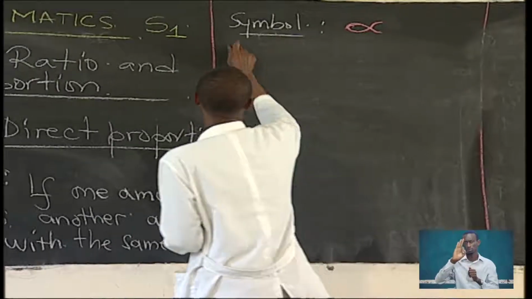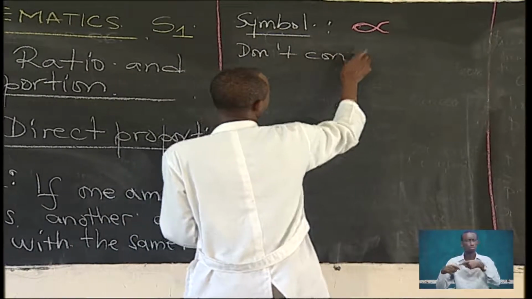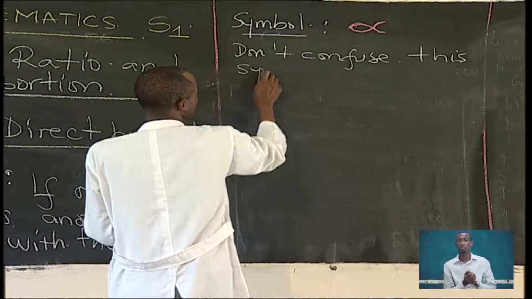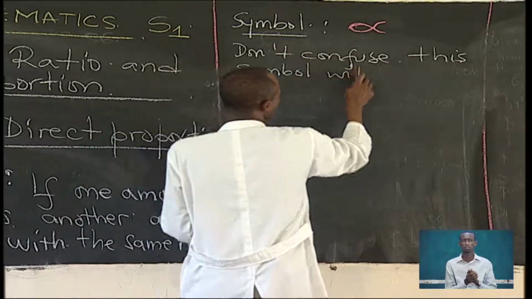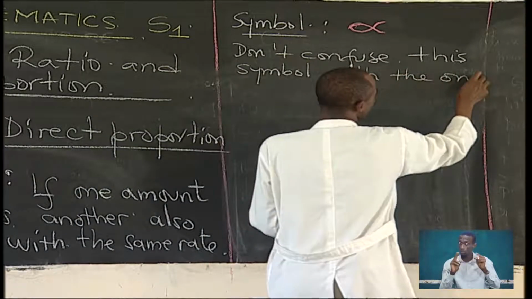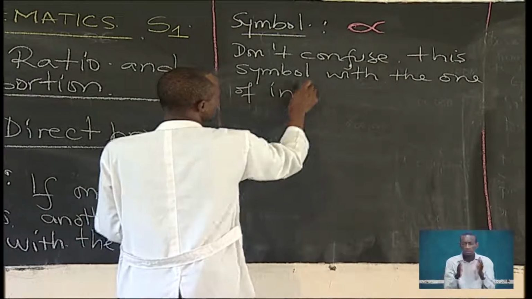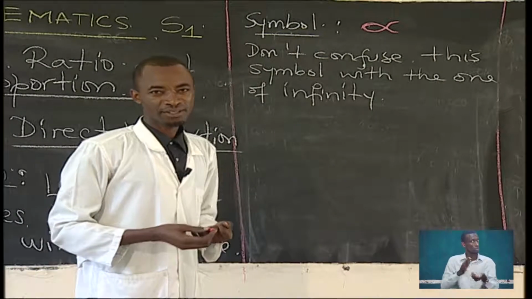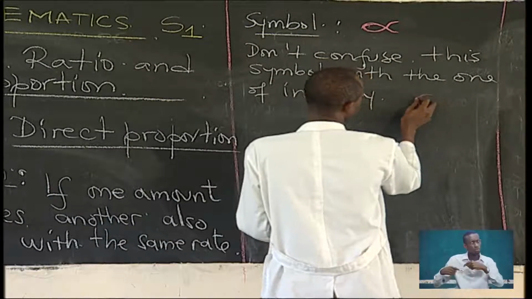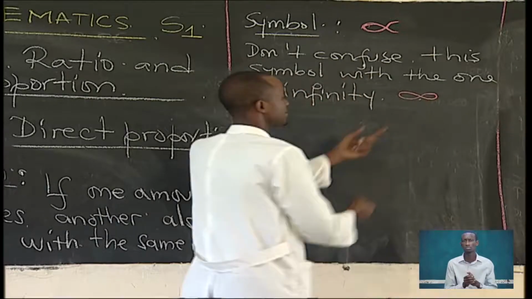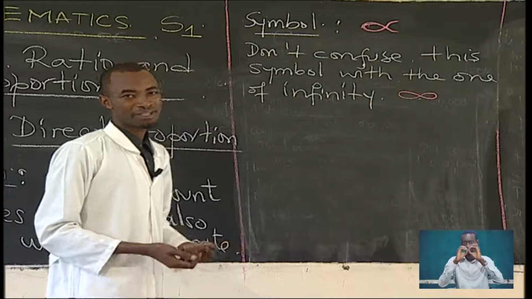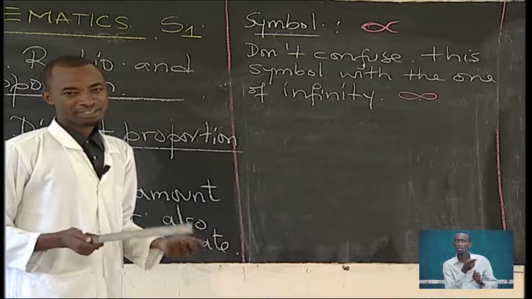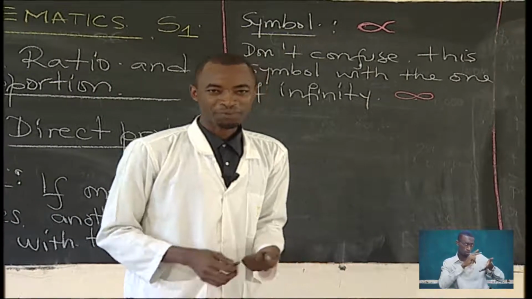Remember, don't confuse this symbol with the one of infinity. Because if you remember very well, the symbol for infinity, we write it like this. This is the symbol for infinity. And there is a way you can read these symbols. We read this one as alpha, and we read this one as infinity, just as the meaning is written. I hope we are together.